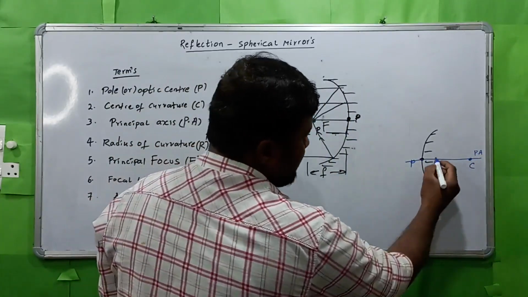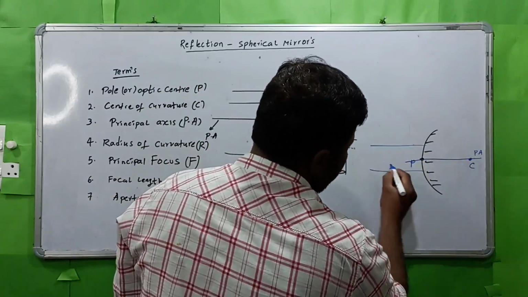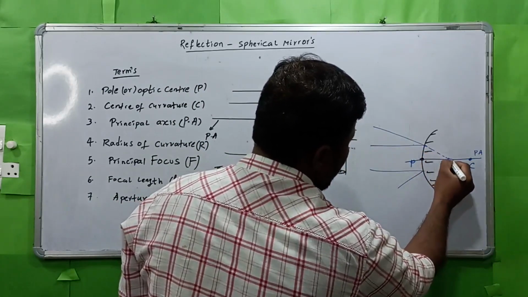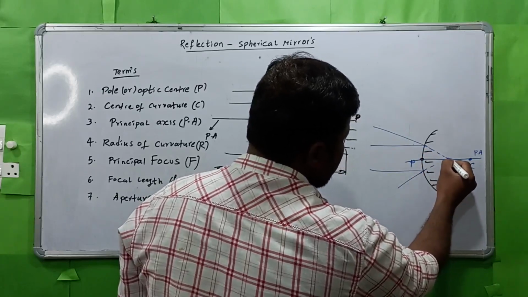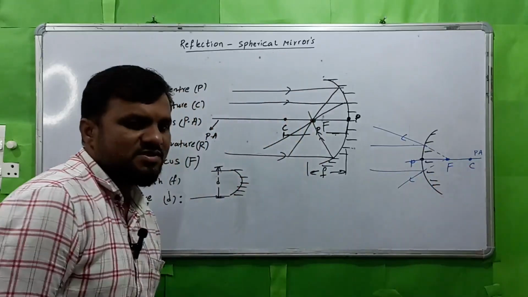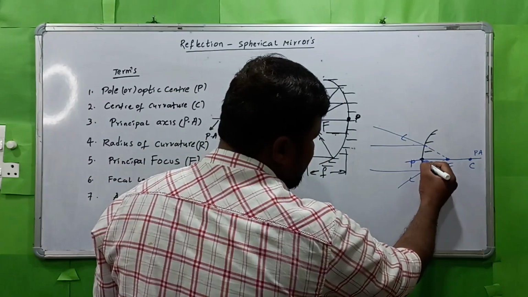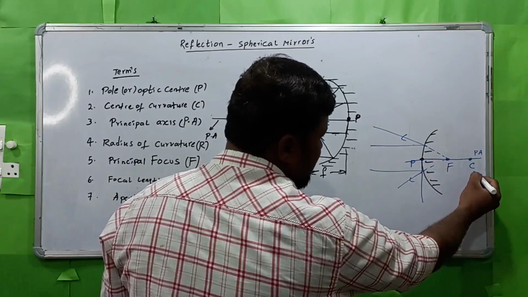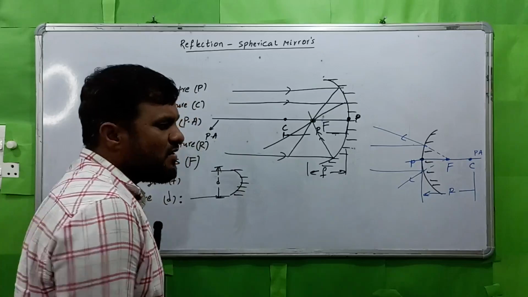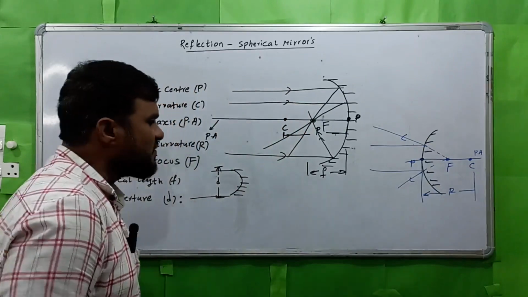Principal focus: all rays moving parallel to the principal axis, after reflection, appear to move from a particular point. Actually these rays are coming from this point. This point is known as F, principal focus. Next, radius of curvature: the distance from optic center unto the center of curvature. Radius of curvature is the radius of the spherical shell of which the mirror is a part.